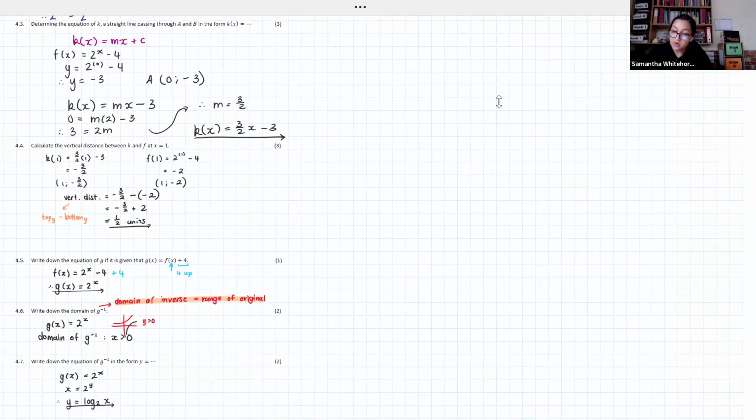But hopefully, as you can see, these questions are not hard. It's just about reading with understanding and making sure that we are actually doing what we're supposed to do and that we're applying our knowledge, i.e. the domain of the inverse is the range of the original and vice versa. Making sure that we remember vertical distance is the top y minus the bottom y. All of those things that we know, but we just need to bear in mind.